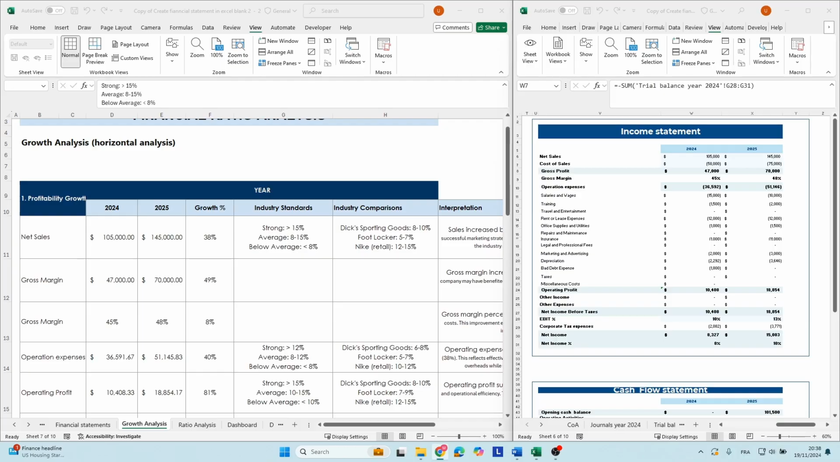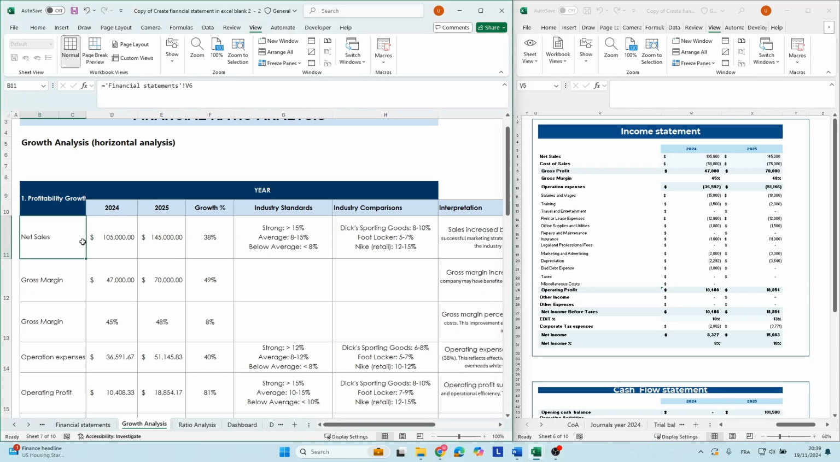One of the key financial documents used in horizontal analysis. We will compare figures from year to year. We have the year 2024, 2025. We will make comparison for each key items like net sales, gross profit, and net income.